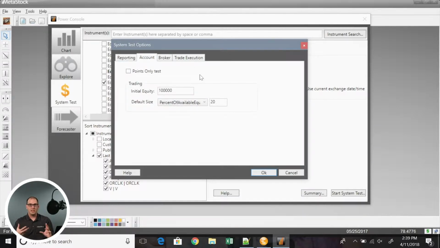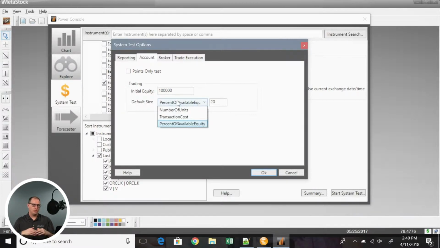This one, though, is an important tab. So there's different ways that you can put in information to trade. You can come in here and say how much money you have in your trading account. So that's this initial equity box. I have in there 100,000. You can put in there whatever you have. If it's 2,000, if it's 20 million, whatever you have in your trading account you want to put in here.